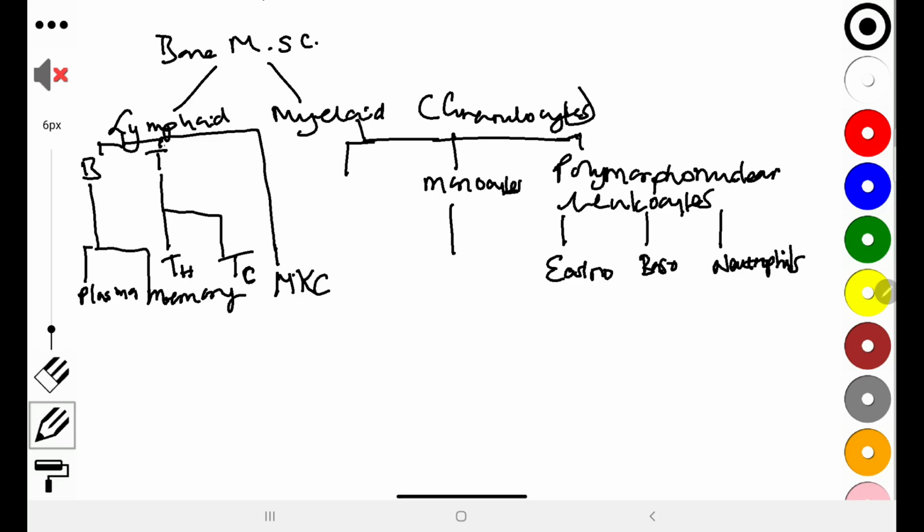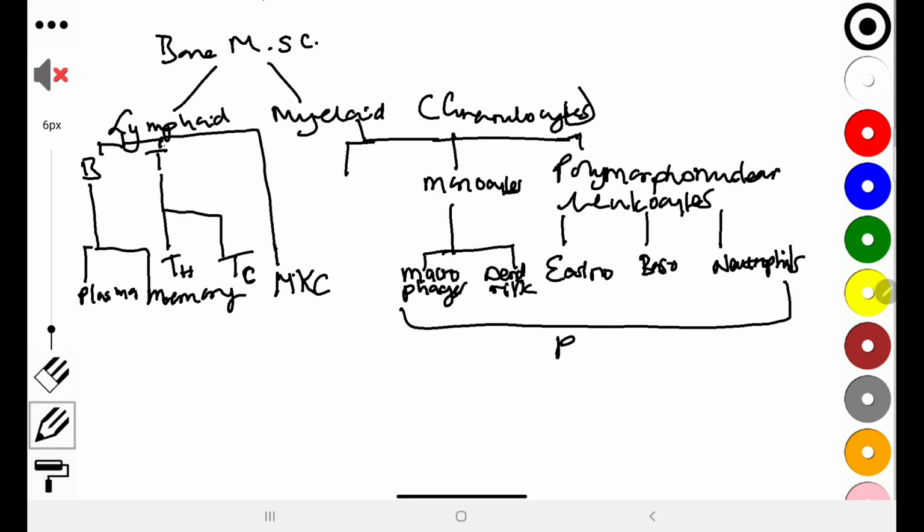These yield macrophages as well as dendritic cells. Now these are what are known as phagocytes, and we just talked about them in the video for inflammation, some of them. But we also have the mast cells.